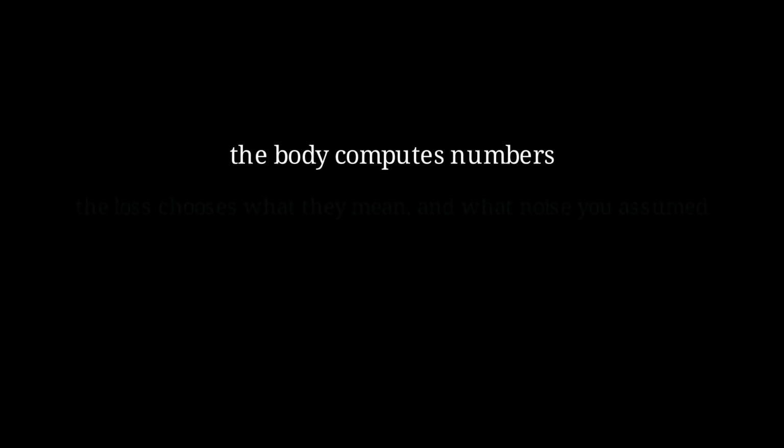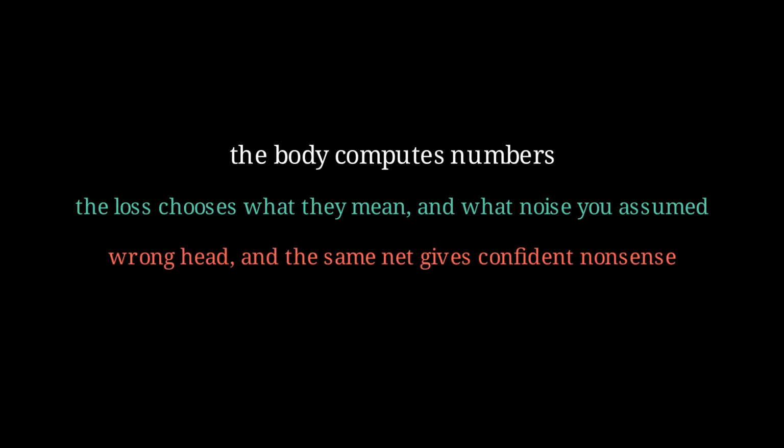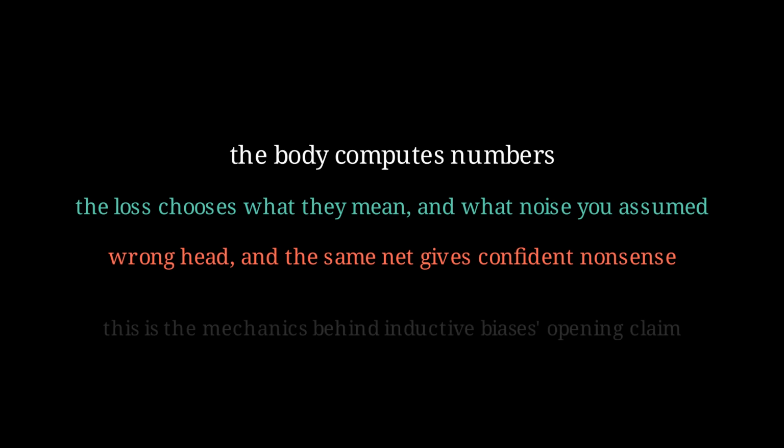Step back and look at what we built. The body computes numbers. The loss chooses what those numbers mean, and quietly, what noise you assumed in the world. That second choice is the one people forget. Choose the right head and the same clever network is a classifier, a regressor, a count model, a calibrated forecaster. Choose the wrong one and that same network hands you confident nonsense. Negative counts, symmetric noise on a lopsided world, certainty it never earned. The network cannot warn you, because to the body every output is just a number. The head is where the meaning, and the mistake, lives.